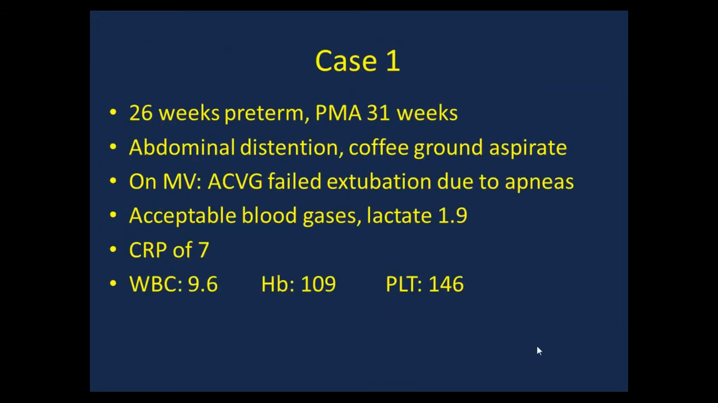Now I have some case scenarios for discussion. Case number 1, preterm 26 weeks, post-menstrual age of 31 weeks. He developed abdominal distension, coffee ground aspirate. He's on mechanical ventilation, failed extubation due to apneas. Acceptable blood gases, unremarkable lab work, lactate of 1.9, CRP of 7, WBC count of 9.6, hemoglobin 109, platelet count of 146.